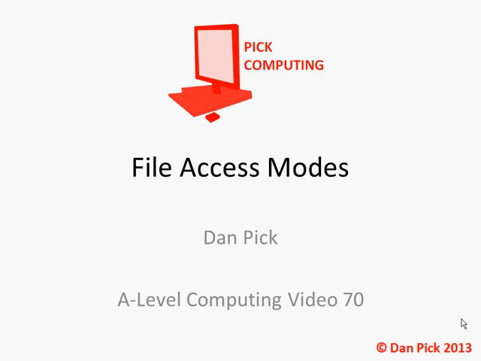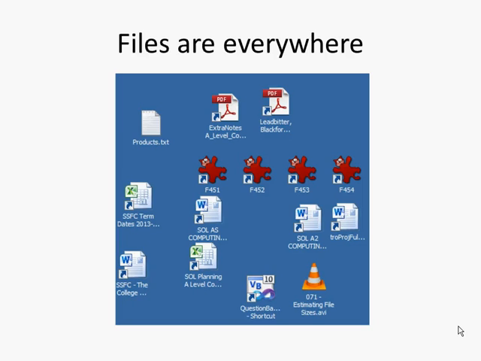In video number 70, we're going to look at file access modes. As you know, files are everywhere, and all files have different structures. So, a Word document, for example, will have a different structure from a PDF file, which will have a different structure from a multimedia file or a text file.